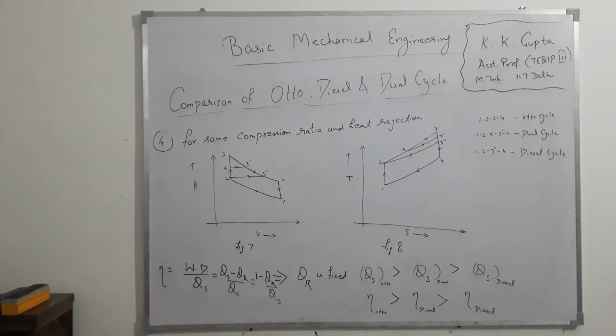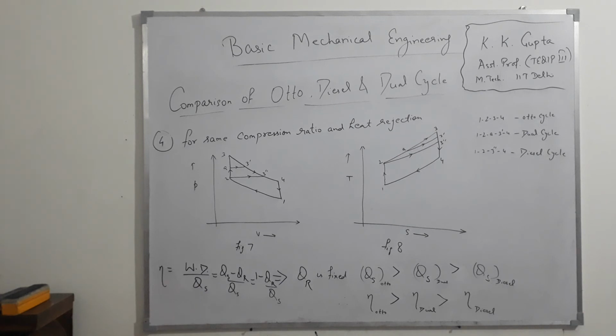Now we know that in TS diagram the area under the curve shows heat. So from figure 8, the process 2-3 is showing the heat supplied for Otto cycle. It means the area under the process 2-3 is the heat supplied for Otto cycle. The area under the process 2-A and A-3 dash is showing the heat supplied for dual cycle, and the area under the process 2-3 double dash is showing the heat supplied for diesel cycle.